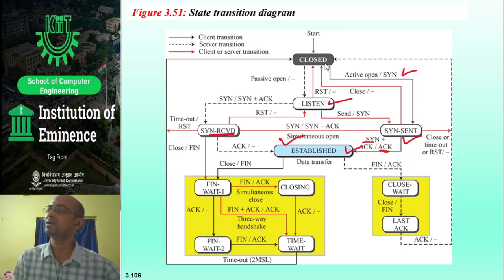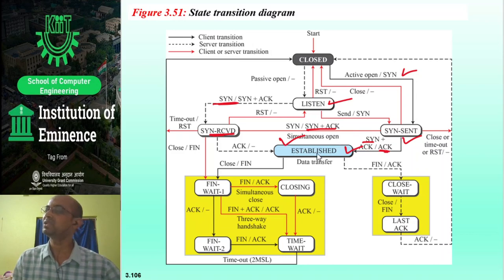Once again repeating, the server was in listen state, the client initiates the process by sending the SYN message, enters SYN sent, and once it receives an acknowledgement, it enters the established state. In the same way, the passive open is done by the server, which is in the listen state. Once it receives a SYN message, it enters the SYN received state. Then it can send an acknowledgement, or it can send a SYN plus acknowledgement. Then it enters the established phase. So now both parties, client and server, are ready to communicate.